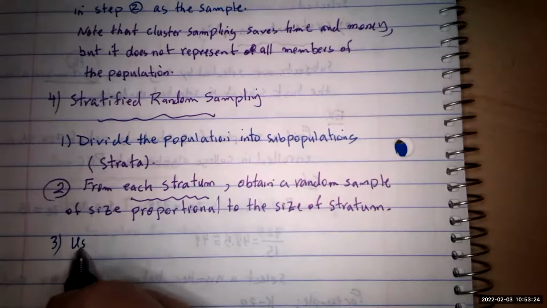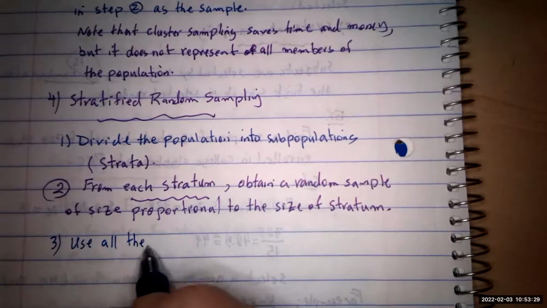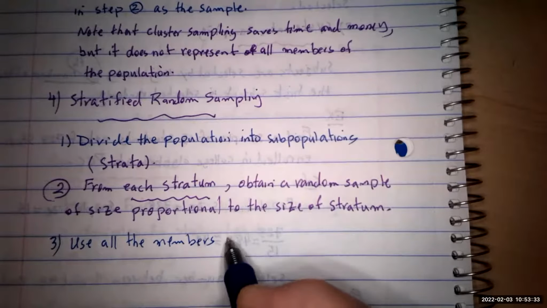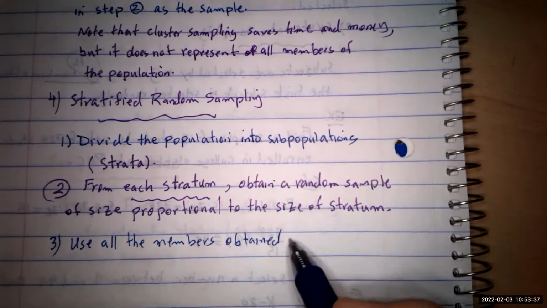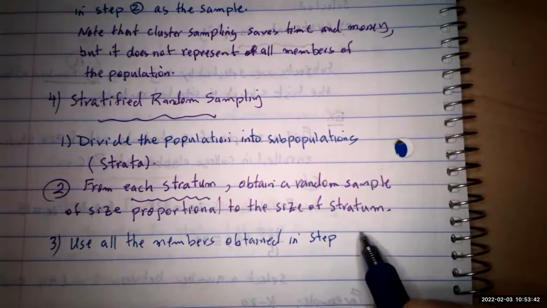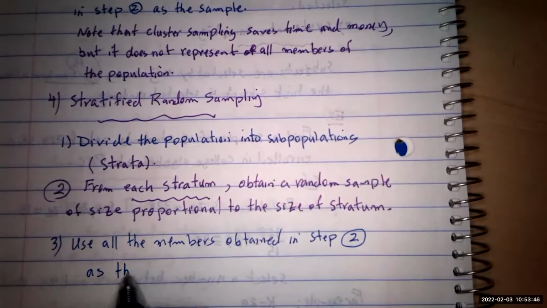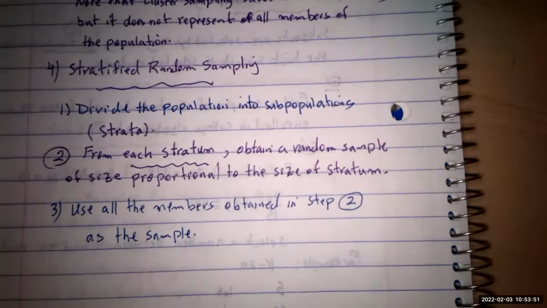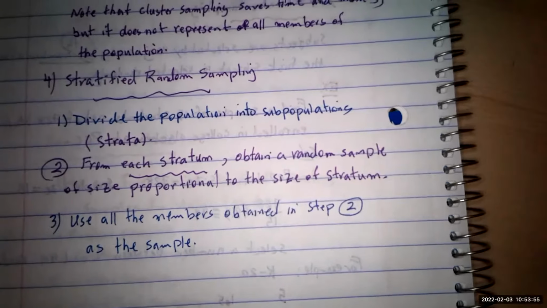Okay, so you're going to use all the members obtained in step 2 as the sample. It's a very good one. If you have all the information, you can easily get these numbers. So this is going to be stratified.